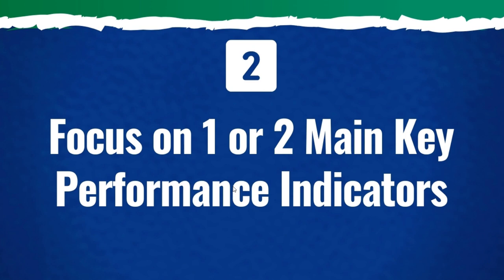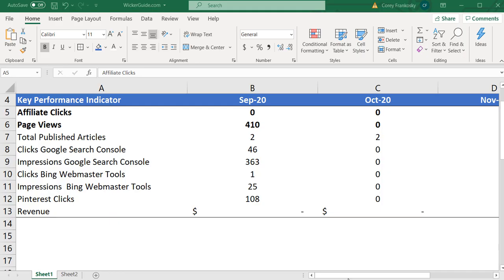And number two, this is going to go hand in hand, is you really want to focus on one or two main key performance indicators. So we're going to come back over here to our spreadsheet. These are the ones that I'm going to be tracking, and I've put in bold affiliate clicks and page views. Page views are going to be pulling directly from Google Analytics, and affiliate clicks I'm also going to be pulling from Google Analytics as well. So I'm going to be tracking both of those, and those are going to be the main things I want to increase.